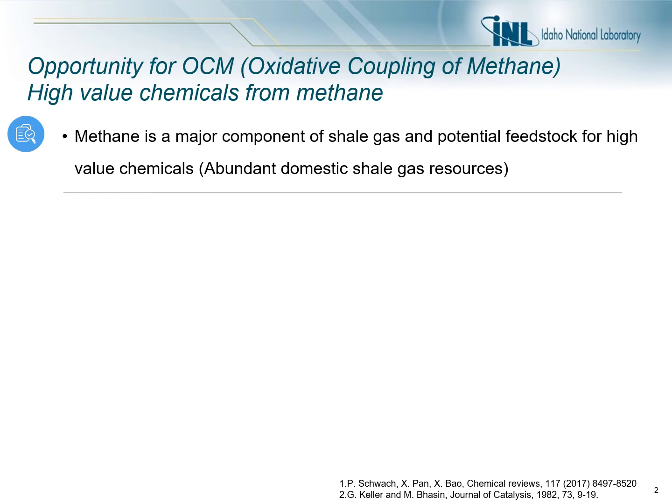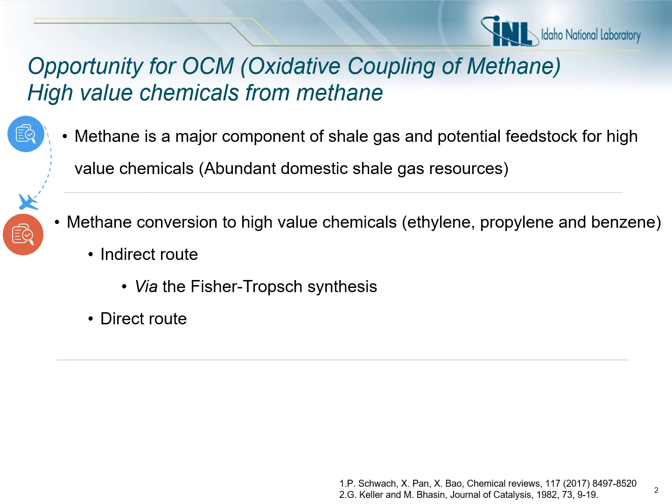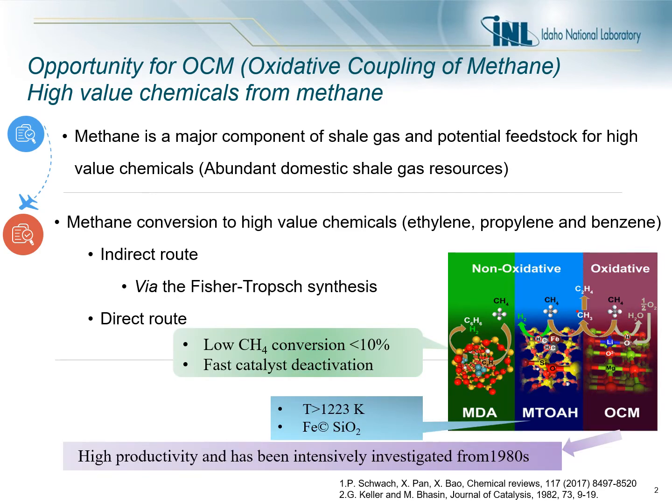Methane is a major component of shale gas and can be used as feedstock for high-value chemicals like ethylene, propylene, and benzene. We have abundant domestic shale gas resources. There are different ways to transform methane to high-value chemicals. As indicated here, OCM shows high productivity in transforming methane to ethylene. This research has been intensively investigated since the 1980s.